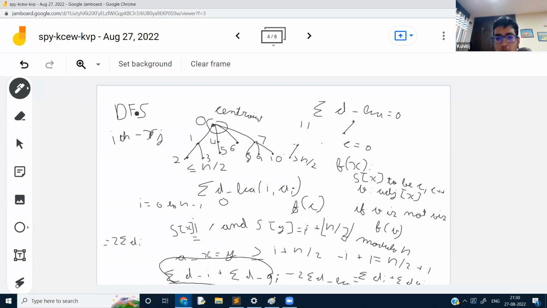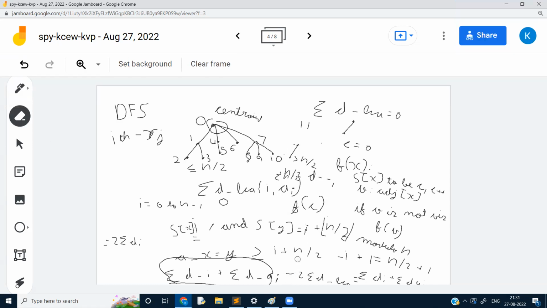This is because when we go to the node, for more than n by 2 nodes the depth is decreased by 1, minus minus, I will write. And for the nodes over here, the depth is increased by 1, but these nodes are fewer than n by 2. And so the total depth decreases. So this shows us that the centroid node has the minimum sum of depths also, though that's not required in this problem. Did you understand this? Yeah.